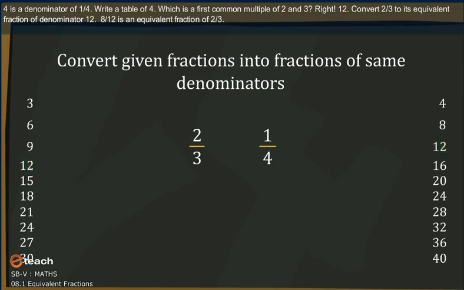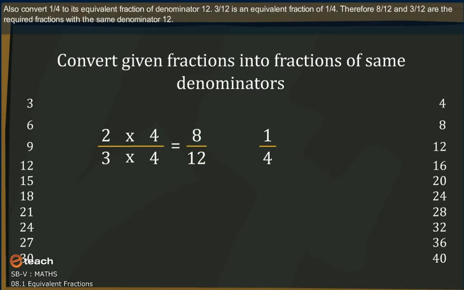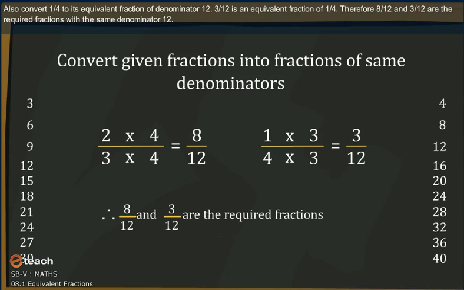Which is the first common multiple of 3 and 4? Right, 12. Now convert 2 by 3 to its equivalent fraction of denominator 12. 8 by 12 is an equivalent fraction of 2 by 3. Also convert 1 by 4 to its equivalent fraction of denominator 12. 3 by 12 is an equivalent fraction of 1 by 4. Therefore, 8 by 12 and 3 by 12 are the required fractions with the same denominator 12.